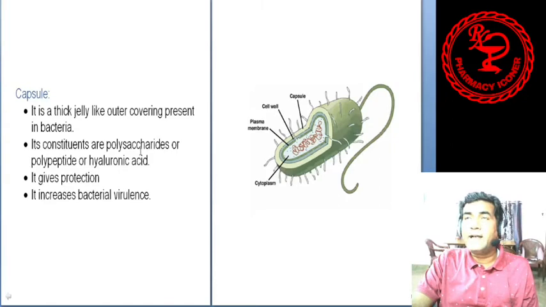Yes, different types of polysaccharide could be present, and different types of polypeptide could be present. It may vary from bacteria to bacteria. Unlike peptidoglycan, it has different types of constituents. So what is the function? It gives protection. It enhances the virulence, or disease causing ability, of the microorganism. So this is what is called the morphological features or fine structure of bacteria.